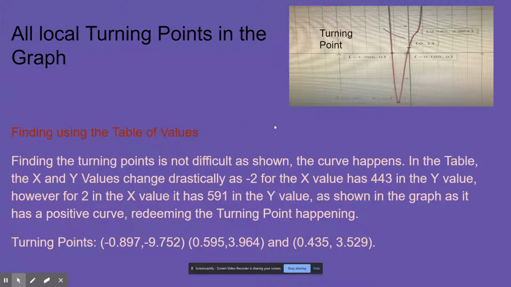So if you take a look at the table of values, you can notice a drastic change in the unproportion. If you take a look at -2 in the x value and 2 in the x value, you can notice that 443 and 591 are drastic, as you can notice an immediate shift in the positivity as it goes up. So the turning points are -0.897, -9.752, and 0.595, 3.964, and 0.435, 3.529.